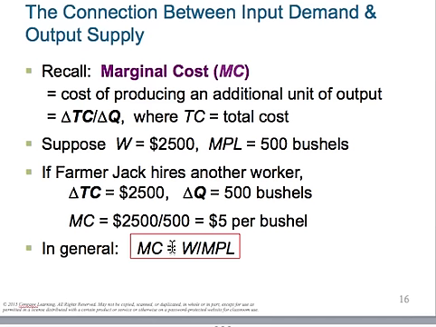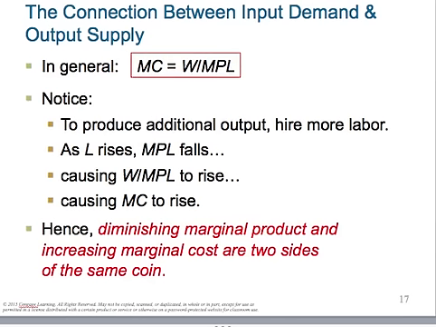Okay, see, the marginal product of labor is a factor of marginal cost. Depending on what your workers cost you versus what they can give you is a very important concept when relating marginal cost and marginal product. Now, in general, again, marginal cost equals the wage over the marginal product of labor, what they cost over what they produce, I should say. You need to notice here that to produce additional output, they have to hire more labor.